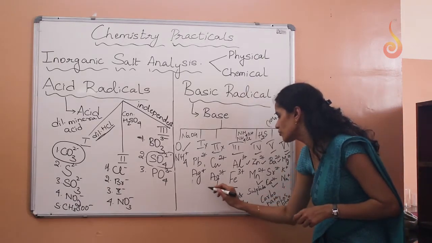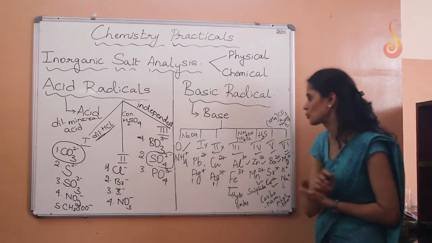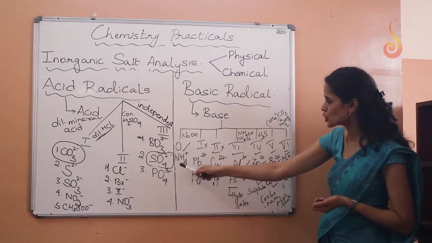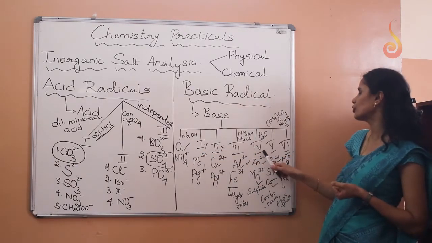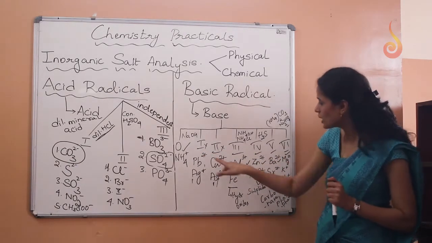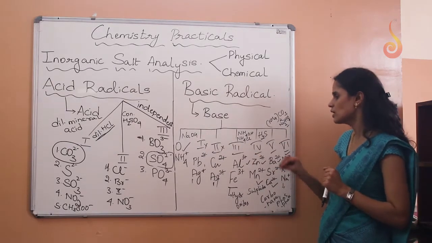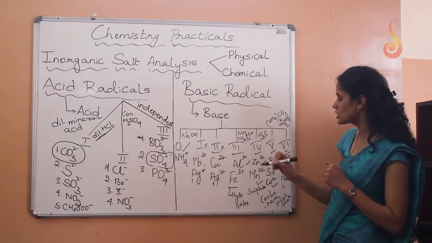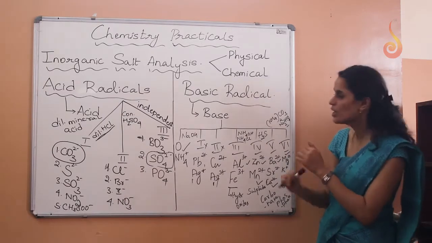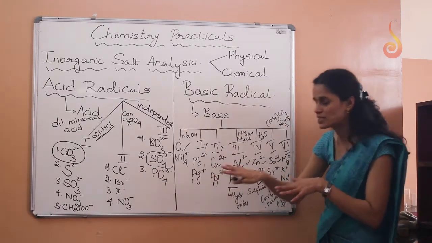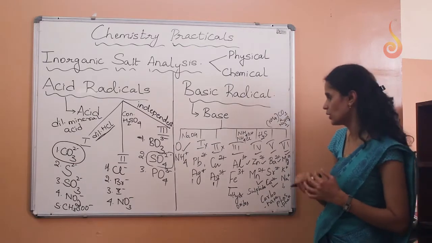Then what about the first group and the second group? I mentioned only the zero group, third group, fourth group, fifth and sixth group. I didn't mention the first and the second group. Though it is not in the syllabus, for our information, let us know the group reagent and what type of precipitates we get here.